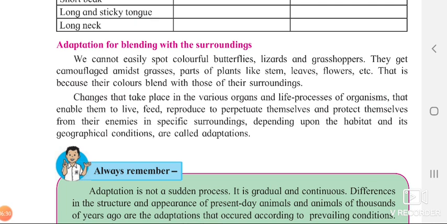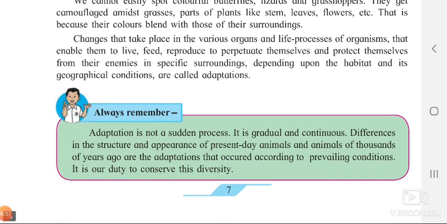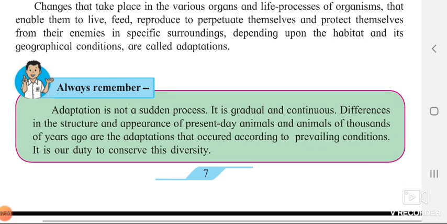So whatever changes we make to adjust in the surrounding, yes, we change our living style, we change the way we feed ourselves, we see how we are going to reproduce a new living organism same like ourselves, we protect ourselves from the environment, from the surrounding, from the enemies, depending upon the habitat, the place where we stay. This all is said to be adaptation. Always remember one thing, adaptation is not a sudden process. It is not that yesterday there was nothing over here, today there is something. No, it is not a sudden process. It is a gradual and continuous change.